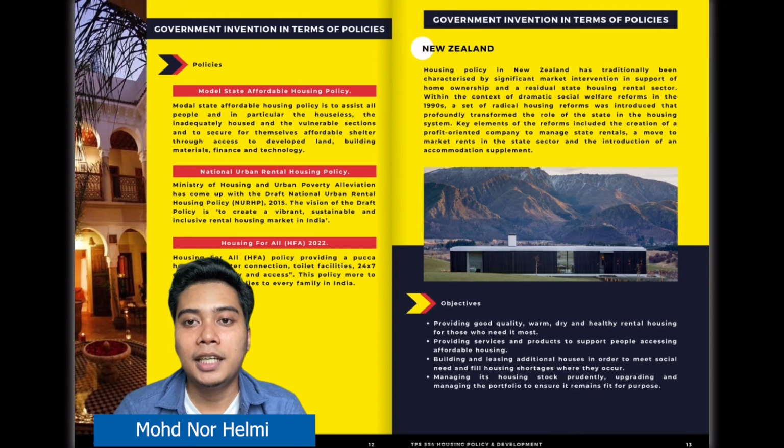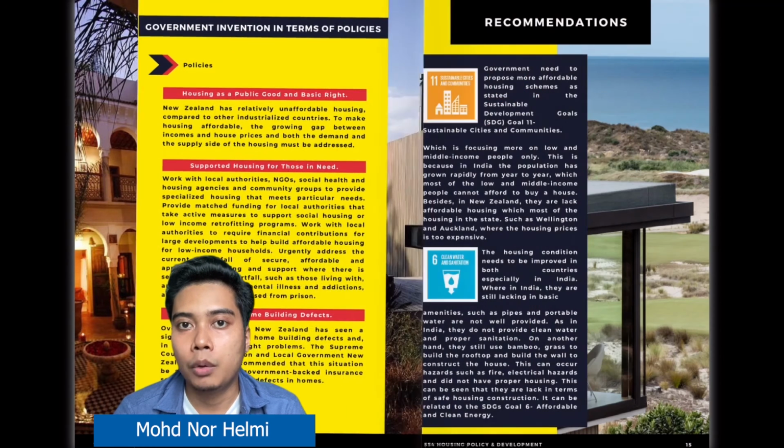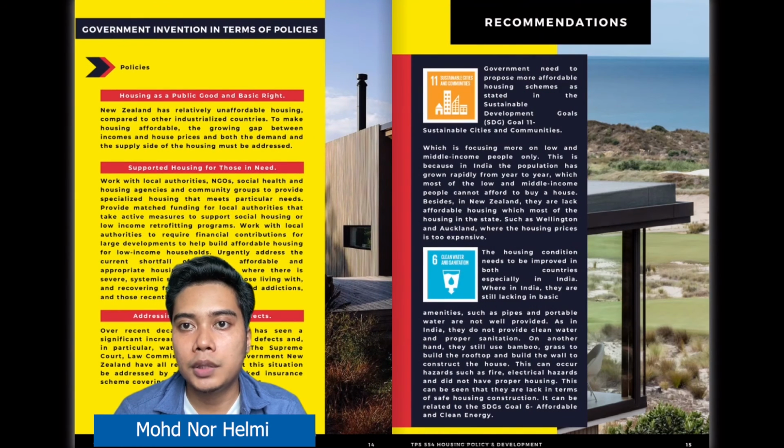Number 3, India's Housing for All (HFA) policy is providing a house with a water connection, toilet facilities, electric supply and access. This policy is more about facilities and supply to every family in India, while in New Zealand, the policy focuses on building defects. New Zealand's local government targets a decrease in home building defects and in water tightness problems.